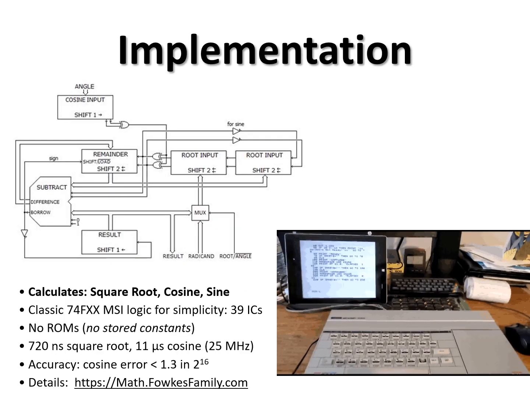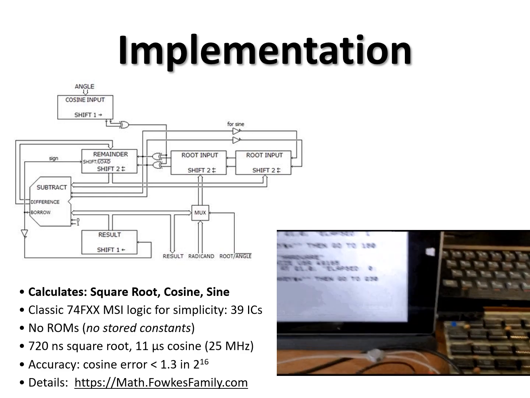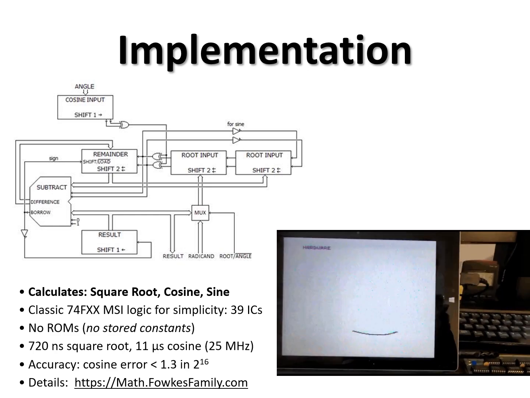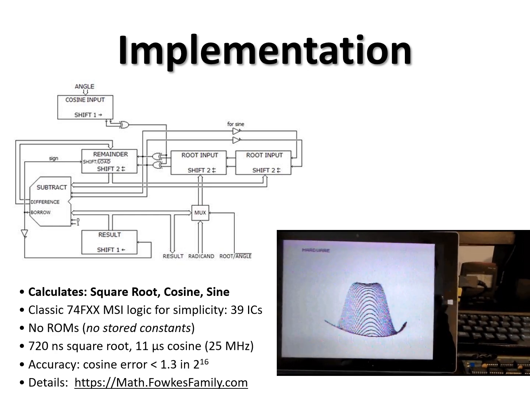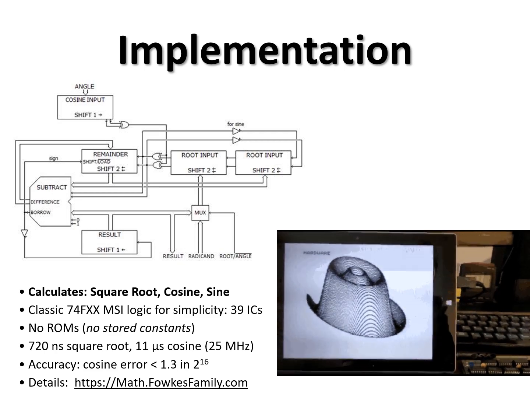These algorithms to calculate square root, cosine, and sine have been implemented in hardware using just 5 shift registers, a subtractor, and some other logic gates. No ROMs, no stored constants were used. As far as the accuracy, the cosine error is less than 1.3 in 2 to the 16.